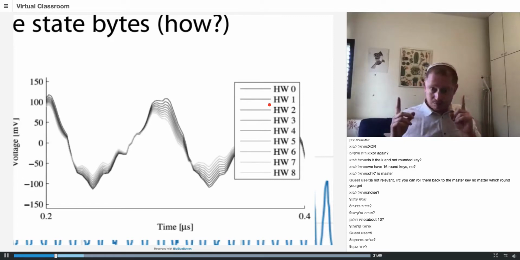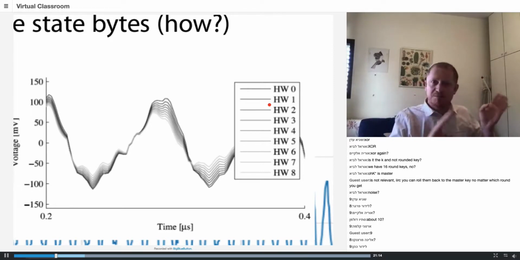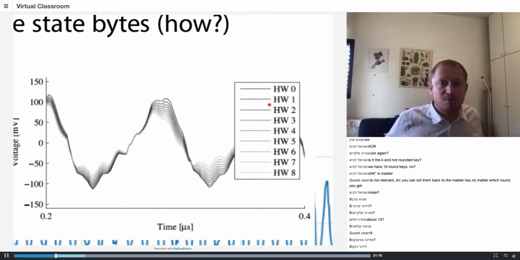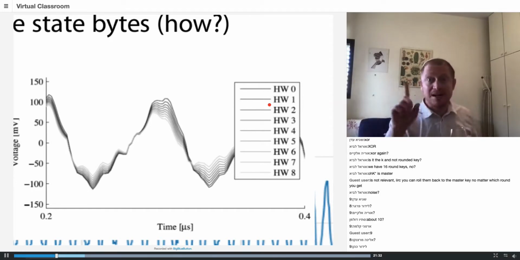So, using my simplistic Hamming weight power model, which is about as good as a power model you can get in many, many cases, I don't learn the values of the state bytes. I learn the values of the Hamming weights of the state bytes. Is this clear? I'm not going to read out the bytes. I'm going to read out the Hamming weights.